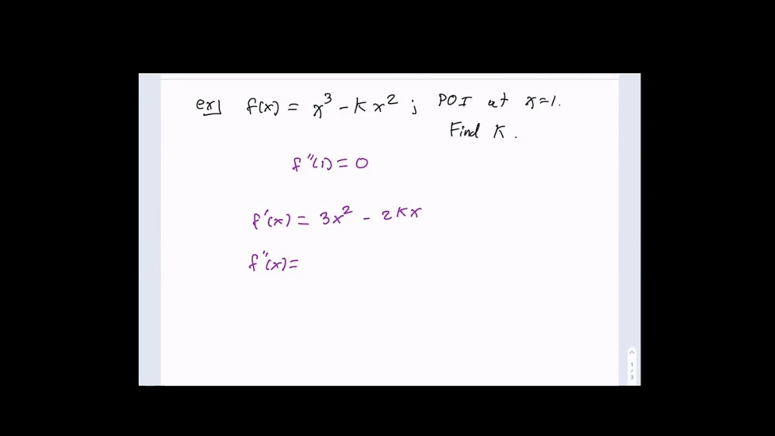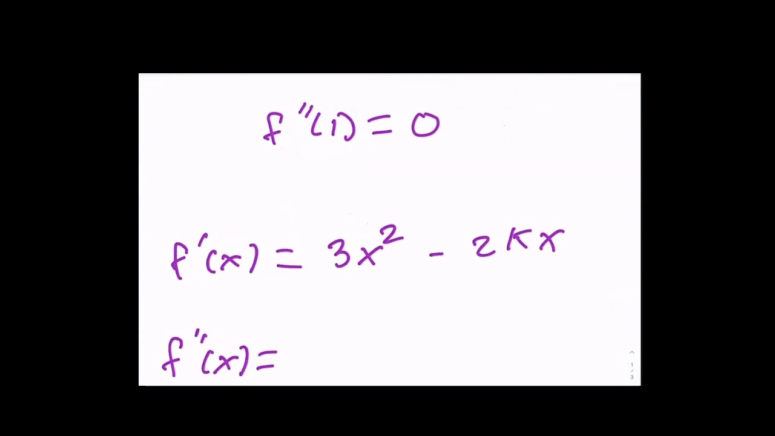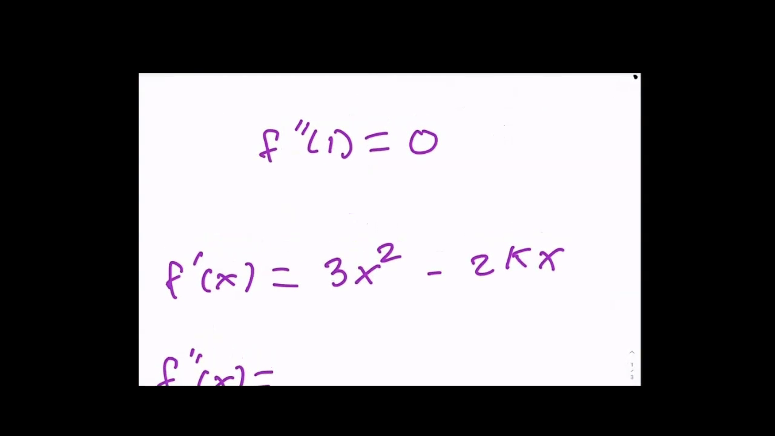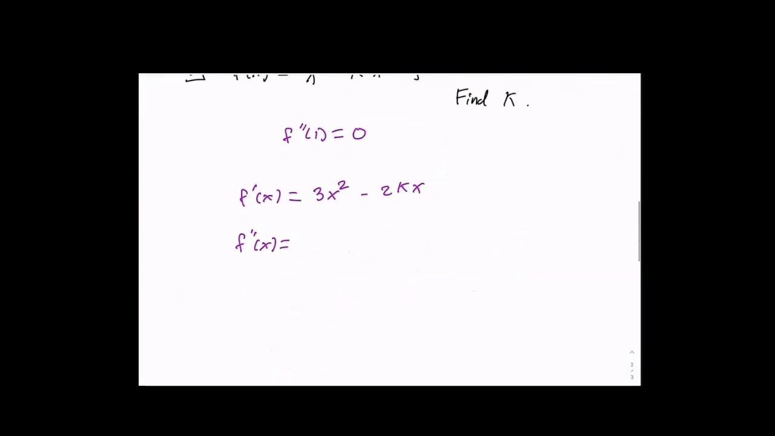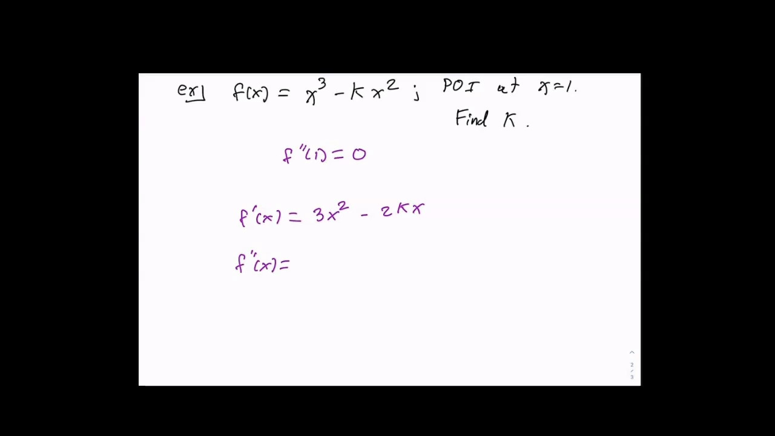If I gave you this, and this goes to everybody, if I gave you this and said find the second derivative, here's the first derivative, this should be something every single one of you can do instantly. I can guarantee you cannot pass the exam if you're not getting this part right. 6x minus 2k. You've done this over and over. This does not get more repetitive than that type of work.